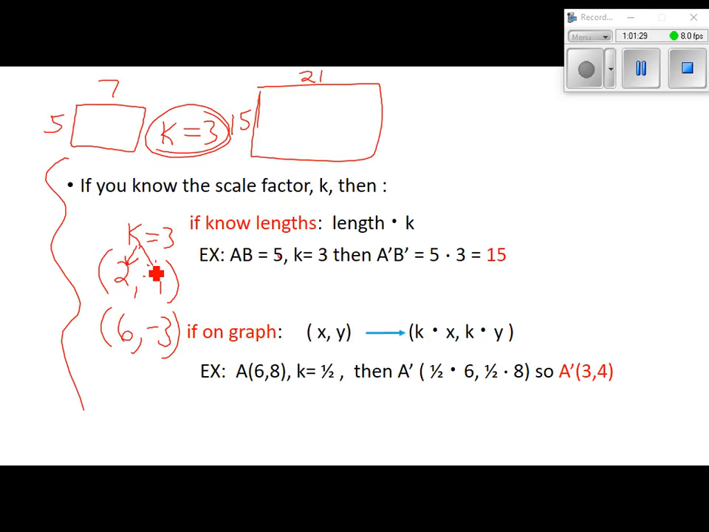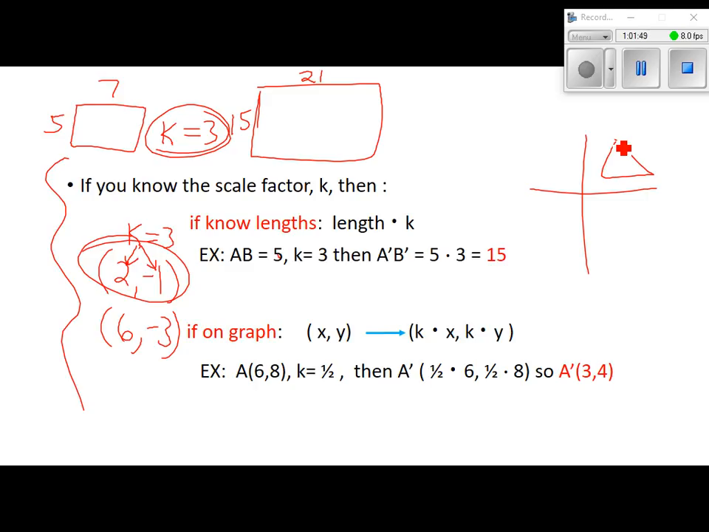So if you're on a graph, you just multiply that by all of them. Now you're probably not just going to have one point you have to do that to. If you're on a graph and you have a triangle, how many points are you going to have to multiply that by? 3, each corner. If it's a pentagon, then you're going to have to multiply it by all 5 corners, and so on.